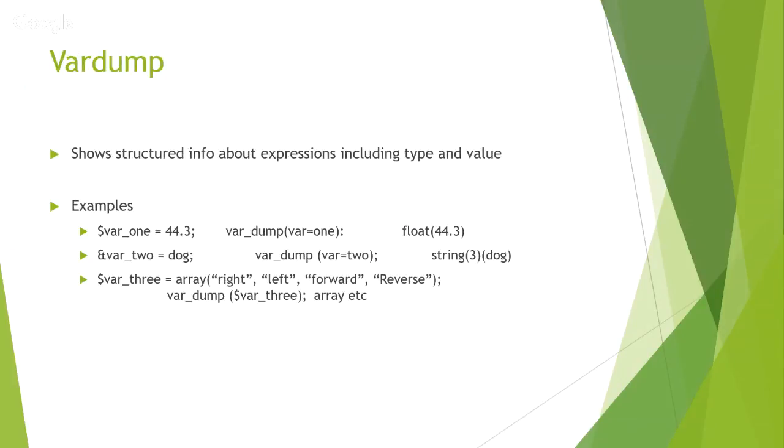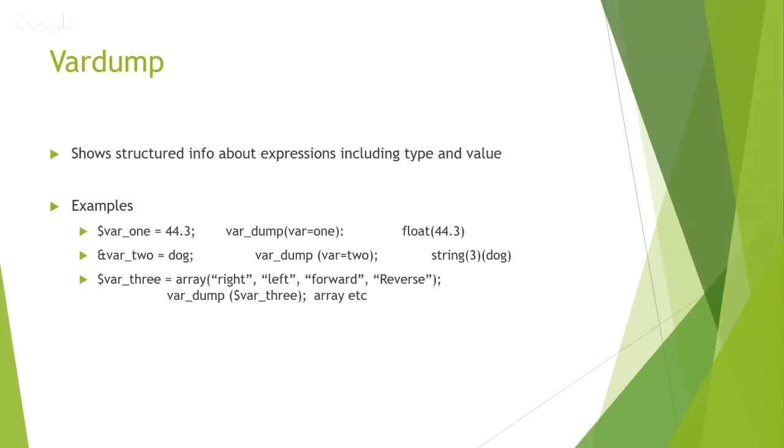Now we're on to var_dump. This one also prints values to our screen so that we can see them. In addition to print_r, it also prints the type along with what the variable is. So, for example, with the same example of variable 1, we see that it prints 44.3 along with float. It's letting us know what type it is.